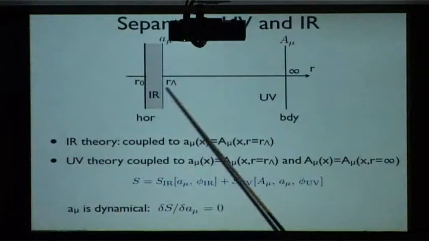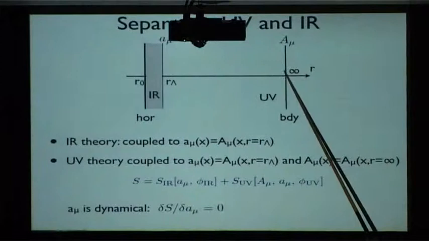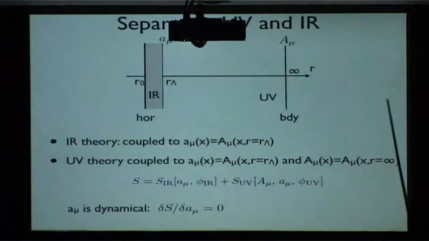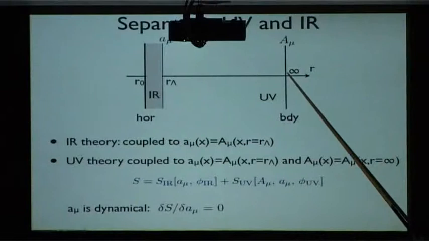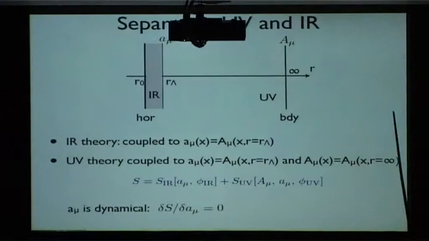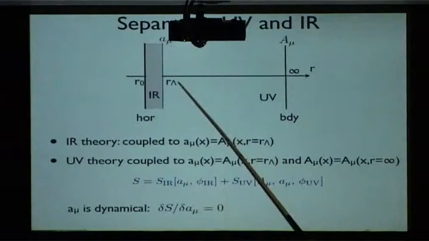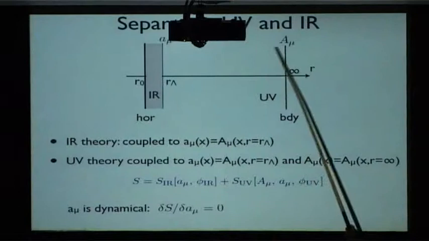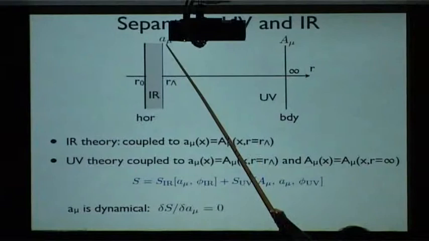The ultraviolet theory that lives from here to here, first of all, couples to the original gauge field A mu, that couples to the original U1 charge. The AdS/CFT correspondence tells us that the value of the gauge field at the AdS boundary is the gauge field that couples to the charge in the field theory. On the other hand, this UV theory also has another boundary here. So it couples not only to the gauge field A mu, but also to the gauge field little a mu.